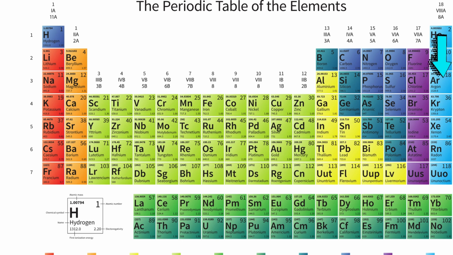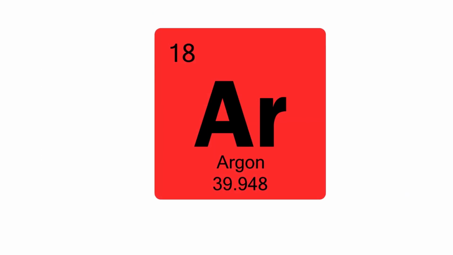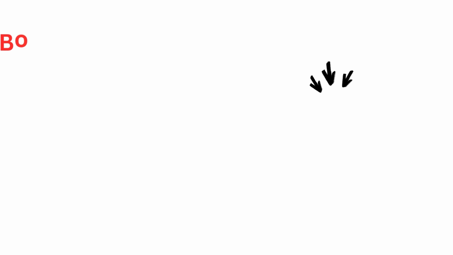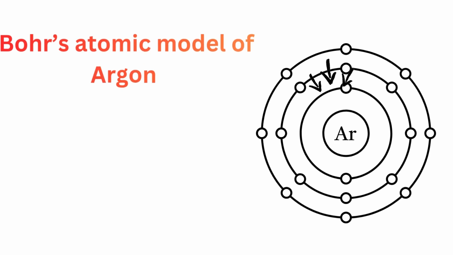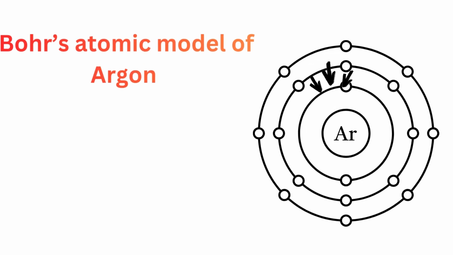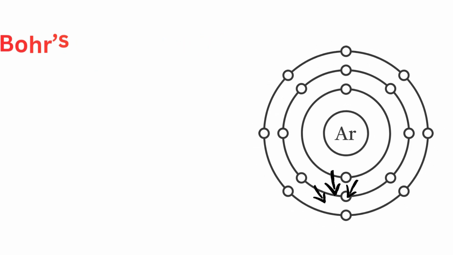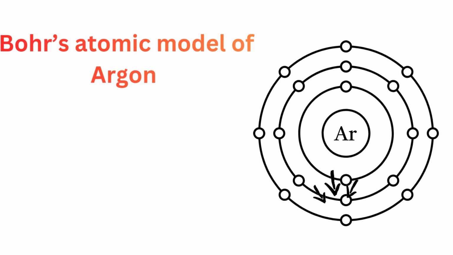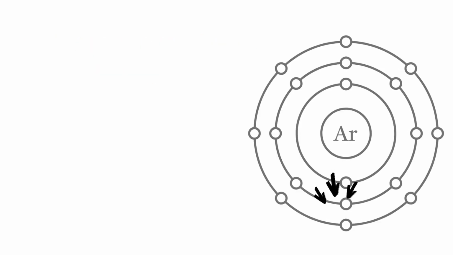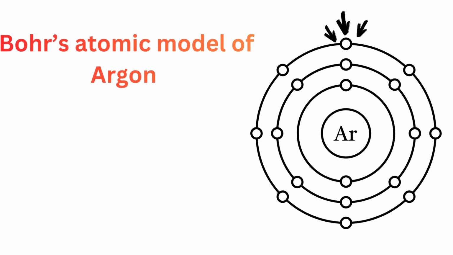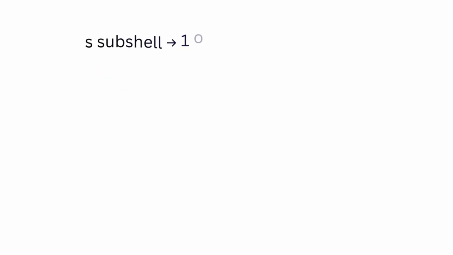For our last example, we will look at argon. In the periodic table, we find that argon has a proton number of 18, therefore it has 18 electrons. To draw the argon Bohr model, we first assign 2 electrons to the K shell, since it can only hold 2 electrons. This leaves us with 16 electrons. Next, we assign 8 electrons to the L shell, since it can have only 8. Last but not least, we assign the remaining 8 electrons to the M shell. The M shell can hold 18 electrons.